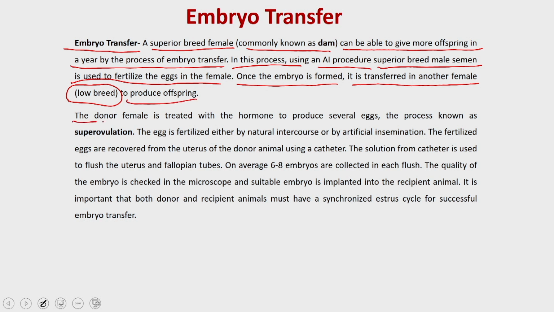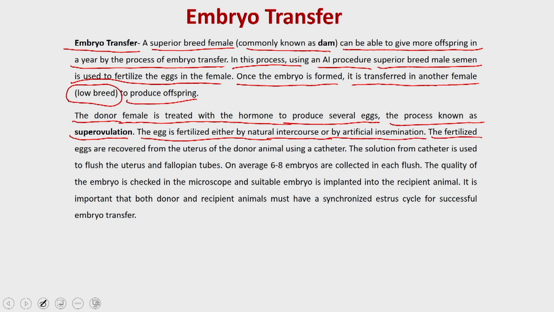The donor female, so what is the procedure? The procedure is that the donor female is treated with a variety of hormones, so that it will produce several eggs, a process known as superovulation. The egg is fertilized either by natural intercourse, so that you allow the males to go for the fertilization, or you can go with artificial insemination.